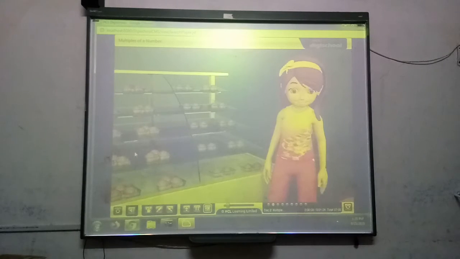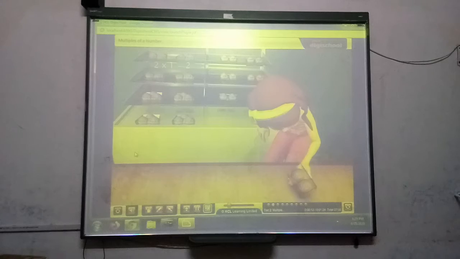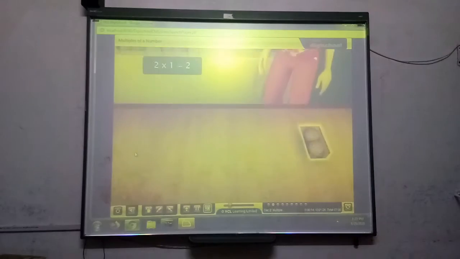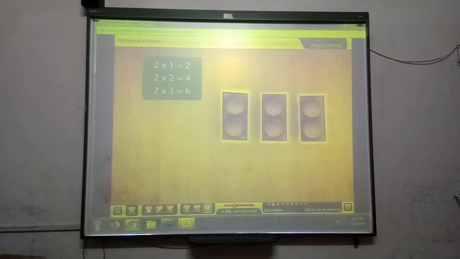Let's start with packs of 2 cupcakes. The number of cupcakes in one pack of 2s is 2 into 1 or 2. The number of cupcakes in 2 packs of 2s is 2 into 2 or 4. The number of cupcakes in 3 packs of 2s is 2 into 3 or 6.